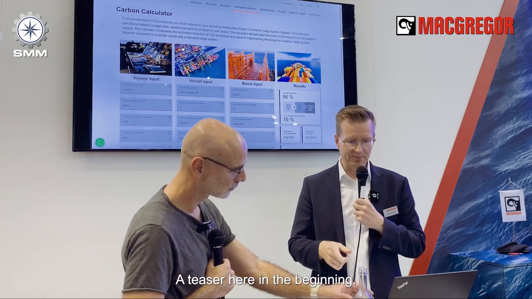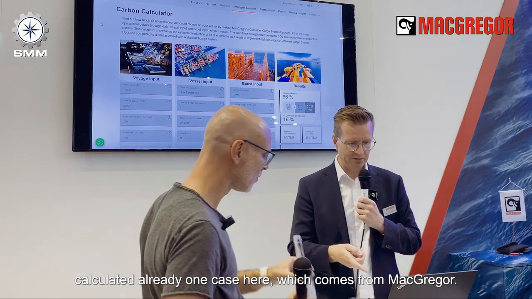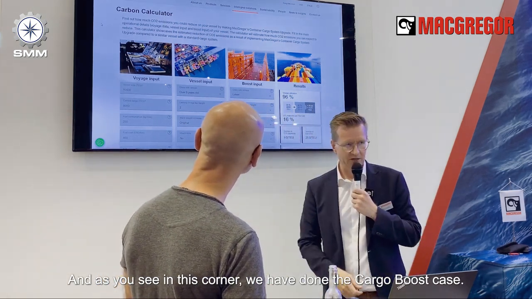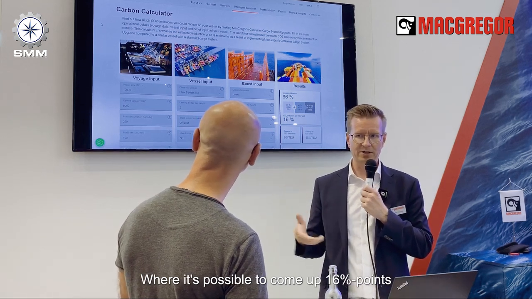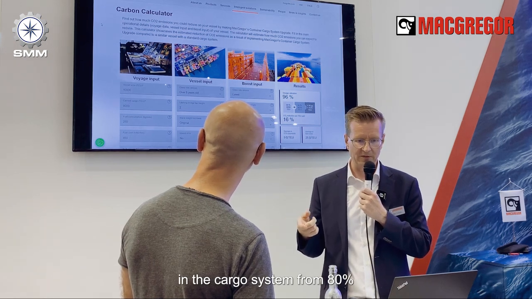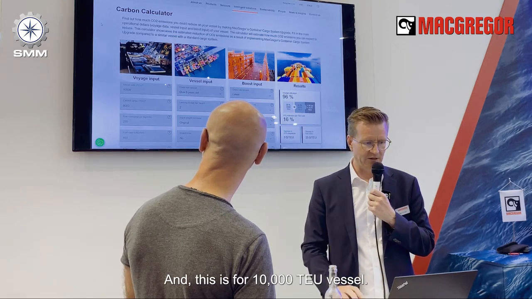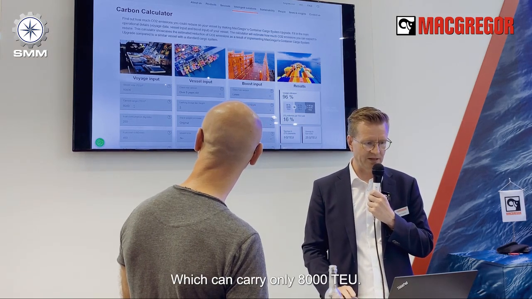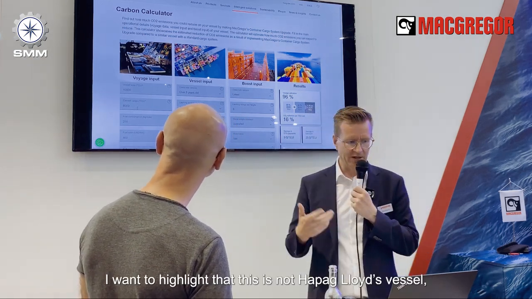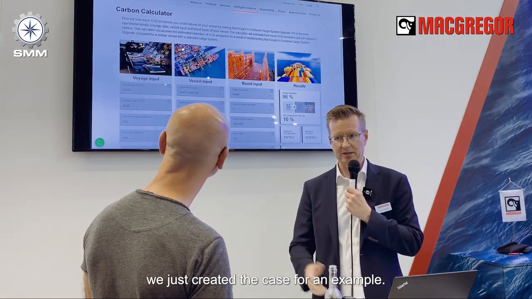As a teaser here in the beginning, I would show you that we have already calculated one case here, which comes from MacGregor, and as you see in this corner, we have done the cargo boost case where it's possible to come up 16% points in the cargo system, from 80% cargo utilization to 96. And this is for a 10,000 TEU vessel which can carry only 8,000 TEU, so quite a typical case, let's say. And I want to highlight that this is not a Hapag-Lloyd vessel, we just created this as our own.